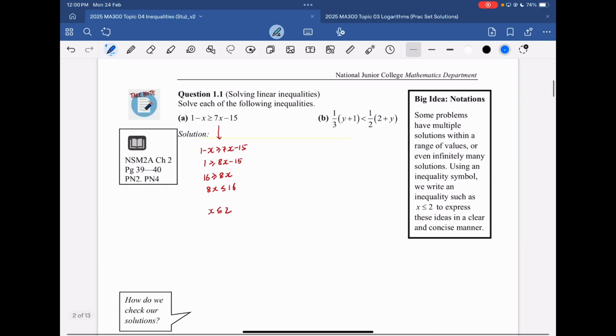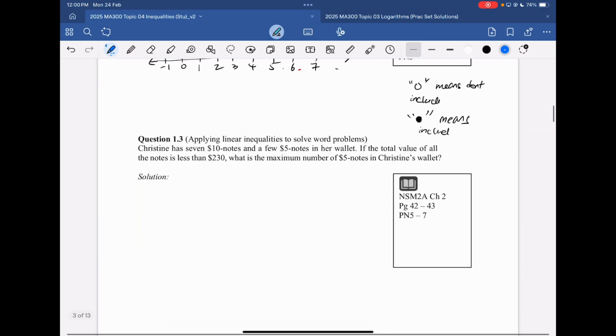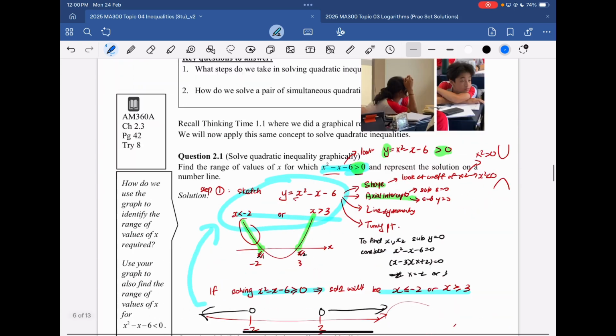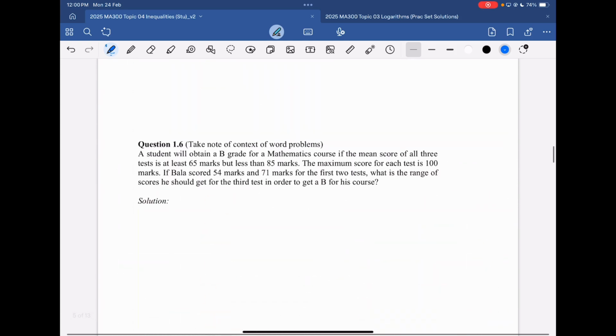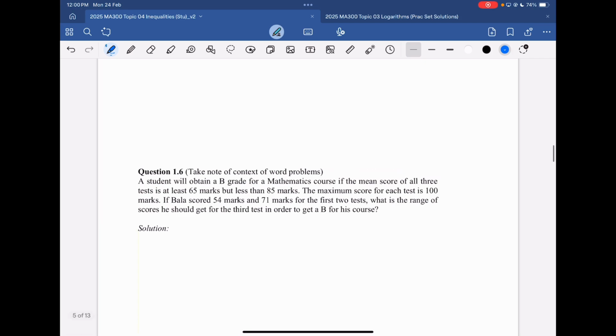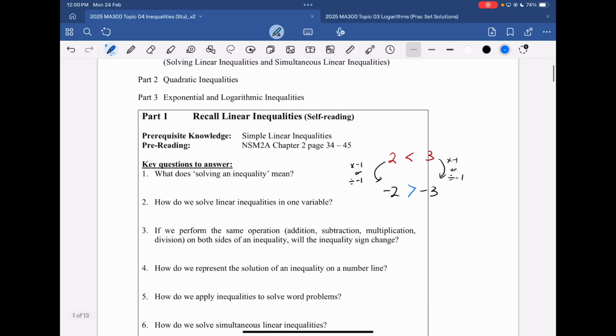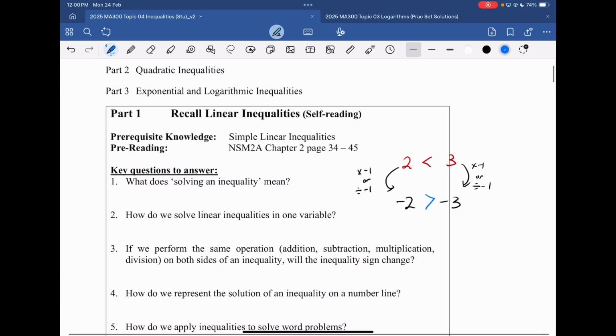So with this, I think I just need your help to do all the way up to question 1.6. Question 1.6. Please put your notes on the table. Put your table. You don't do like that. Your neck will pain.